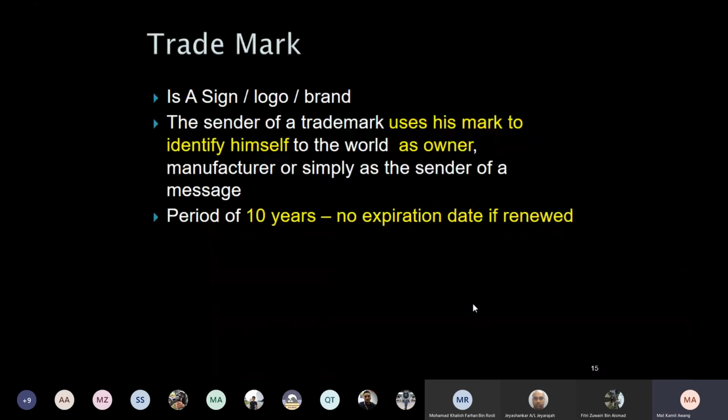Another one is trademark. It's a sign, a logo, or a brand. The sender of a trademark uses his mark to identify himself to the world as the owner, manufacturer, or simply as the sender of a message. The trademark protection is 10 years, and no expiration date if renewed. The first registration is 10 years. Then when you renew, there is no expiration date anymore.